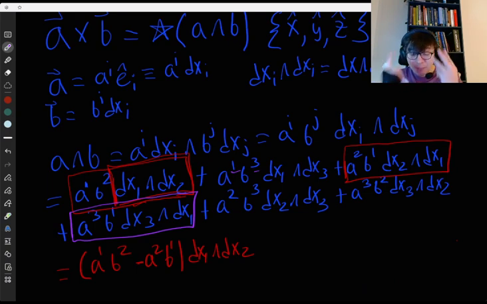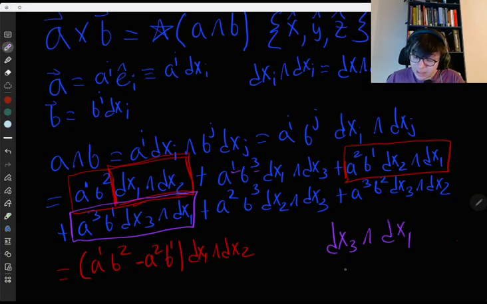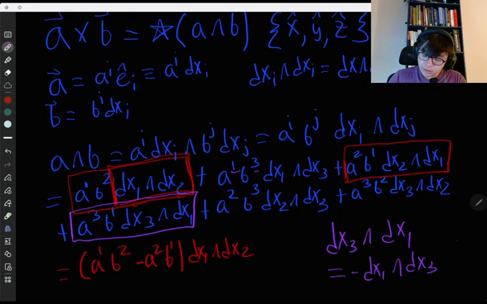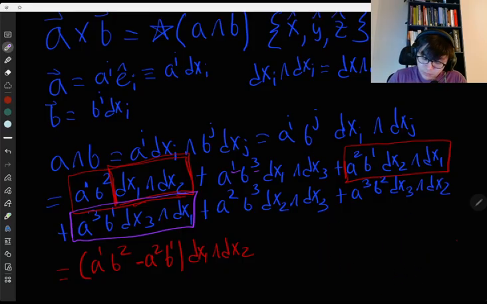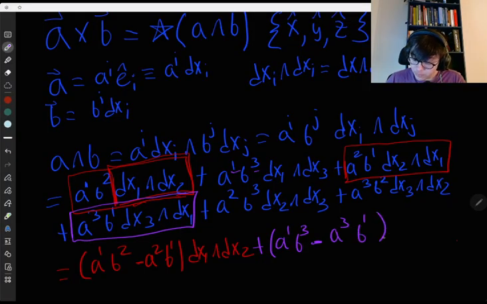So in this case, I'm going to use the antisymmetric product for this 3, 1. So I'm going to rewrite dx3 wedge dx1 as negative dx1 wedge dx3, which means this whole thing becomes negative. So now this is going to be plus a1 b3 minus a3 b1 dx1 wedge dx3.